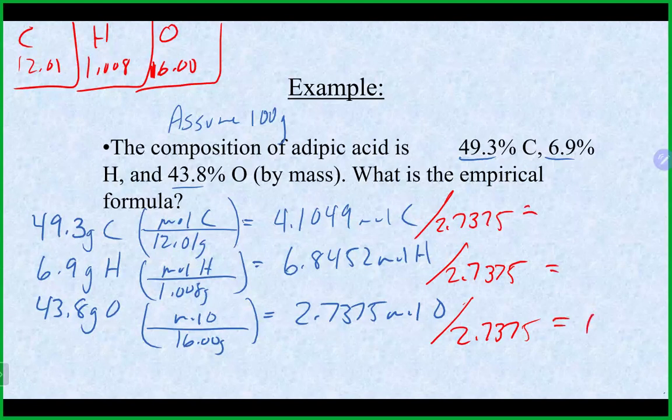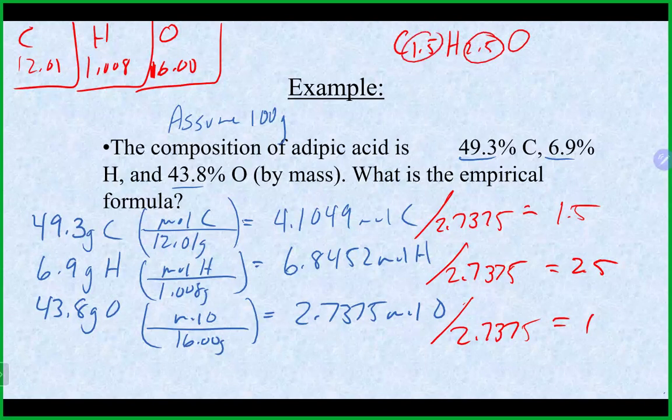That gives us a 1 there. We will have 6.8452, looks like a 2.5 there, and a 1.5 there. So in this case, we will end up with an empirical formula of C 1.5, H 2.5, and oxygen. Once again, as we talked about, we cannot have these sort of decimals here.